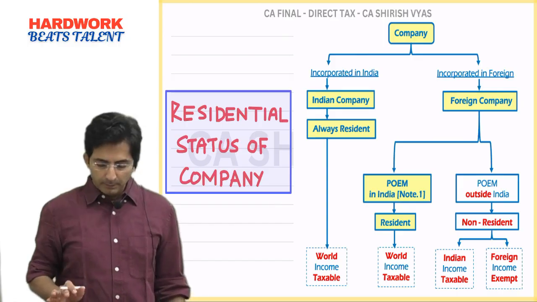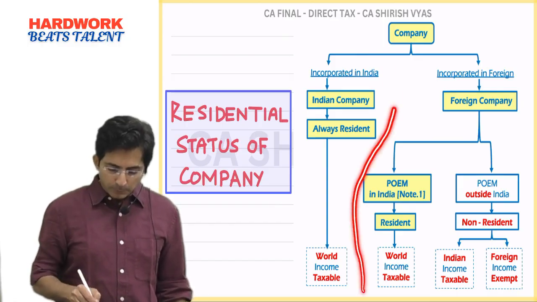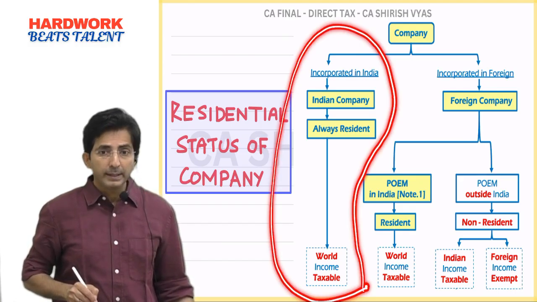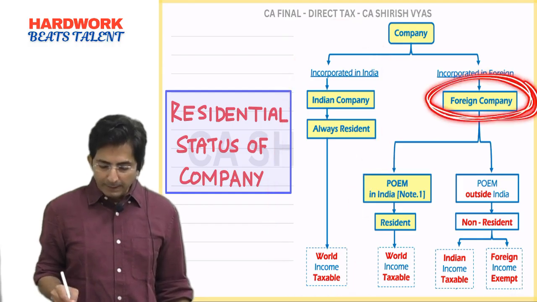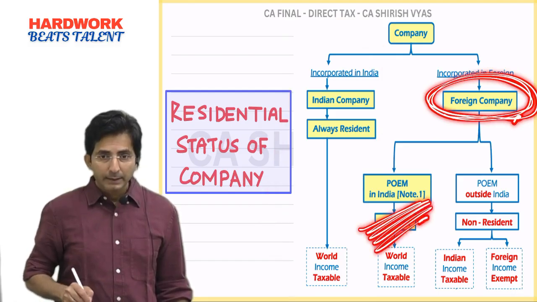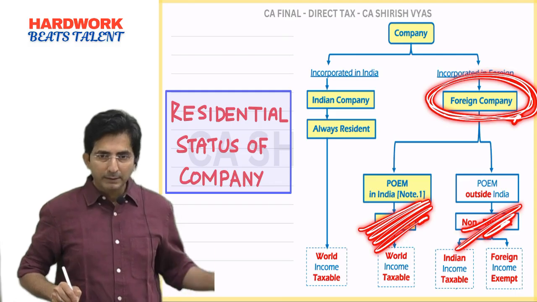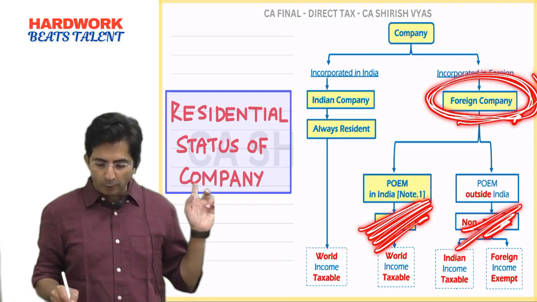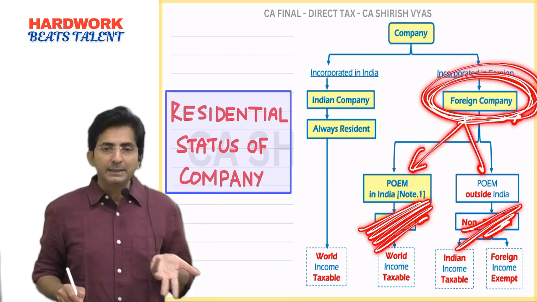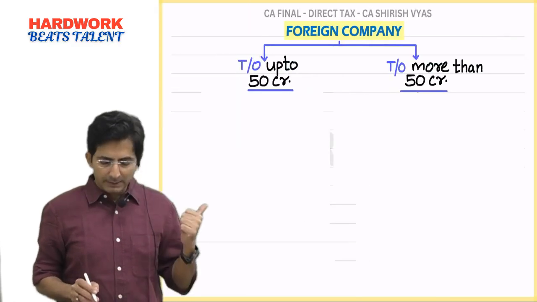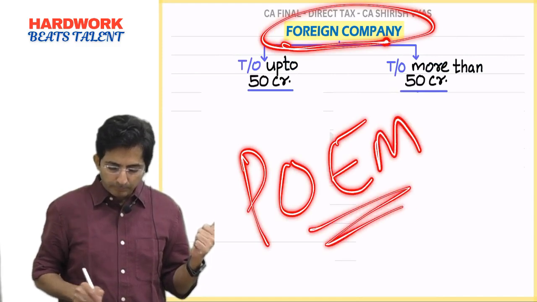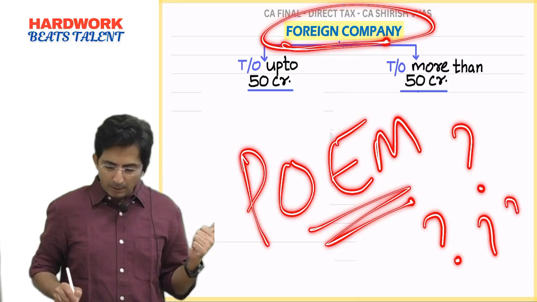Okay. Now see, actually speaking, this theory is over. Here nothing is to be explained for Indian companies. For foreign company, what do I need to explain now? How to decide whether the POEM is in India or outside India. So see, my next slide will start with foreign company. Why foreign company? Because it is only for a foreign company that it is relevant to decide, na? So see, for a foreign company, how to decide whether their POEM is in India or outside India.